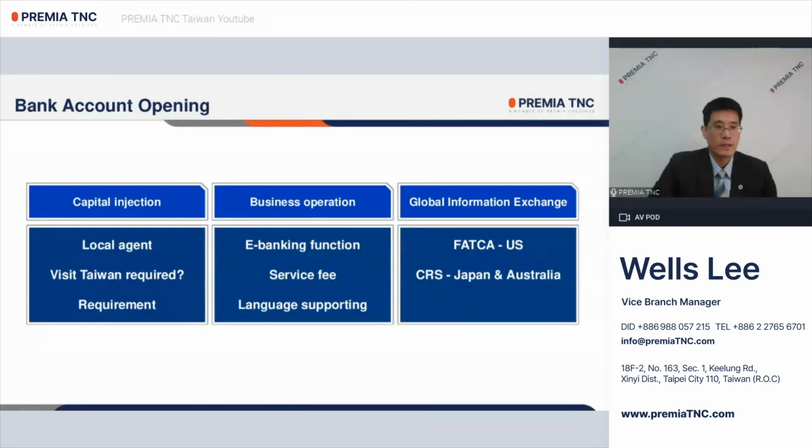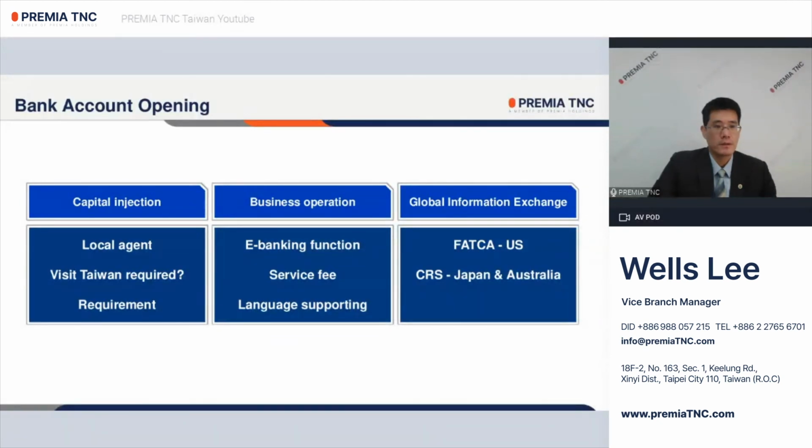And the third one is language support. If you will not hire local staff to handle the bank transactions, we would suggest you choose a bank with English language support, such as Citibank, DBS, Standard Chartered, or HSBC. Other local banks do not provide English service.